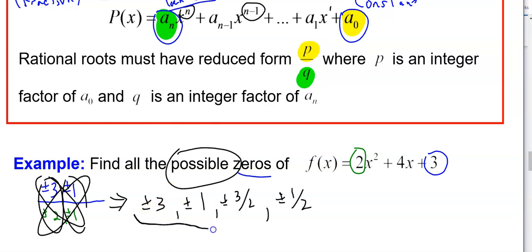I'm not sure if this particular polynomial has any rational solutions at all, but if it does, I will guarantee it comes from one of those 8 different rational numbers there.